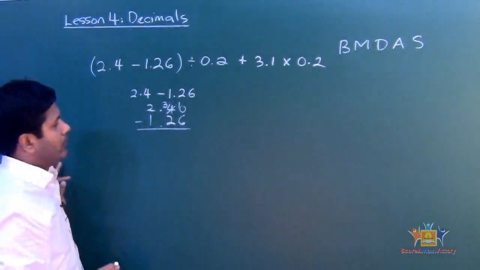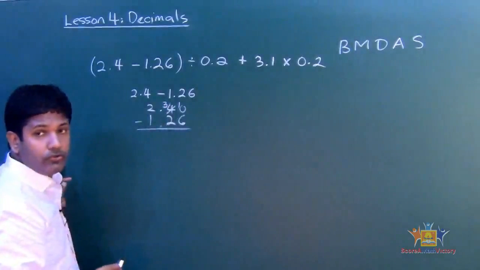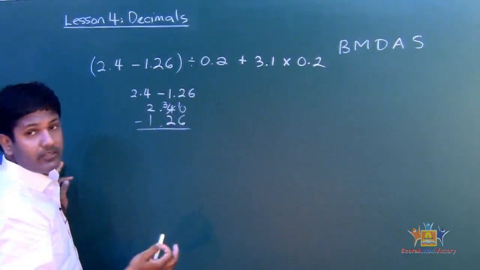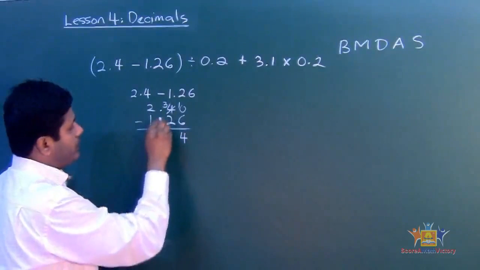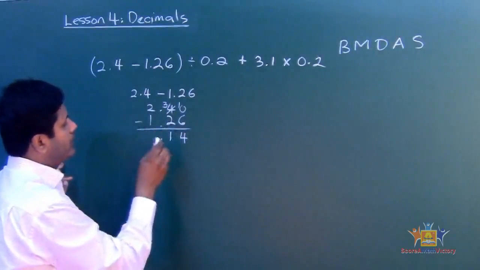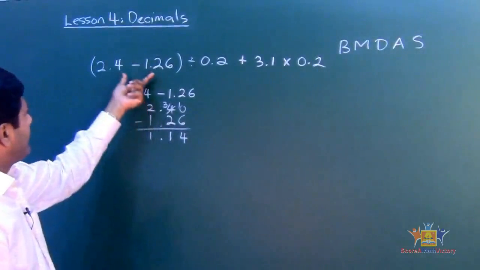4 becomes 3, and then you put 1 to 0, so 0 becomes 10. 10 minus 6 is 4. And then 3 minus 2 is 1. And then you bring the decimal straight down. Then 2 minus 1 is 1. Very good. So we completed that one.